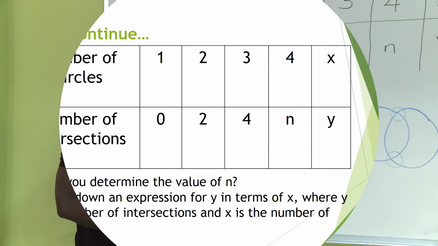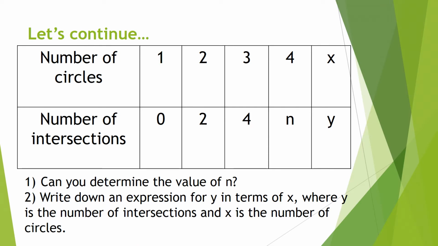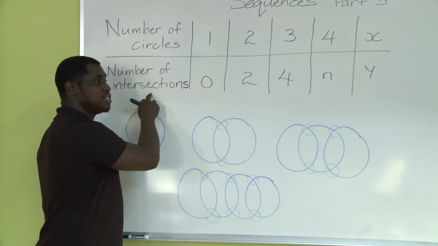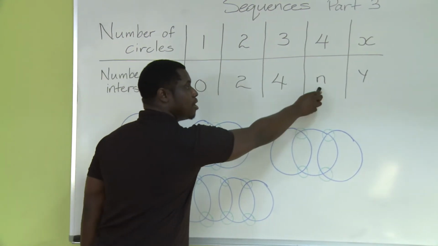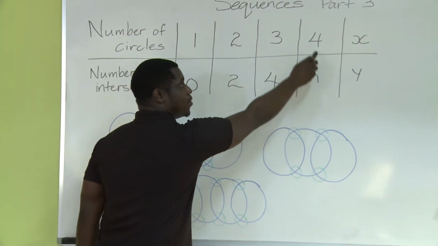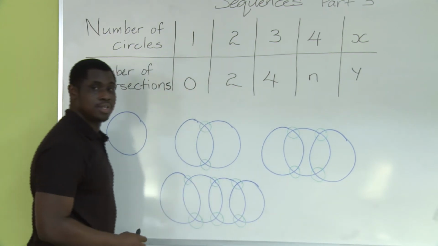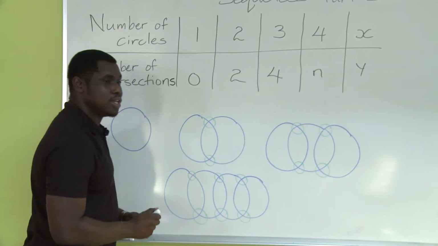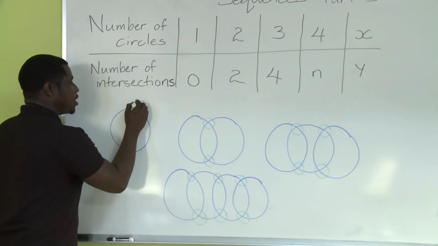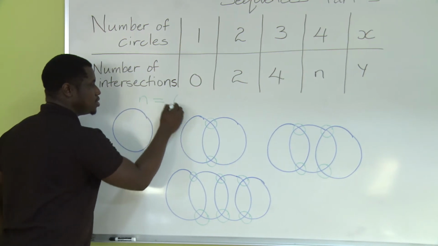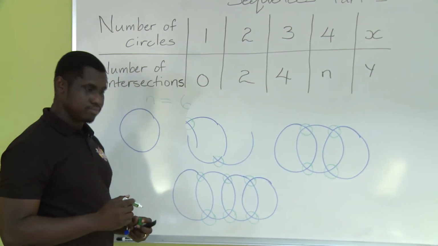So the first question, which asked us, can you determine the value of n? Within the table, we see that n represents the number of intersections for the 4 circles. So we can conclude that the value of n would be equal to 6.